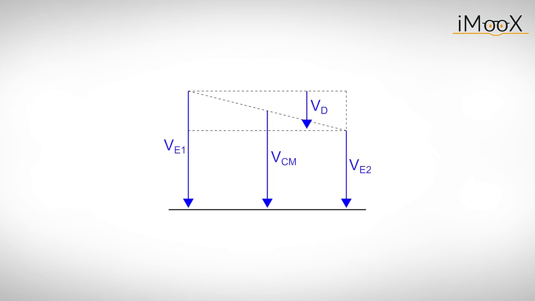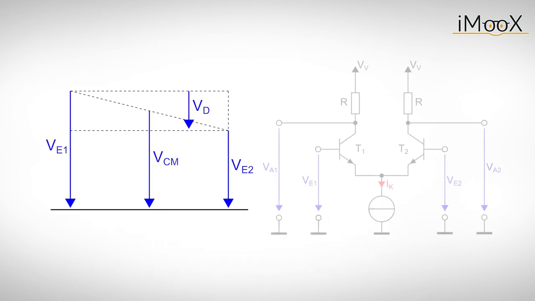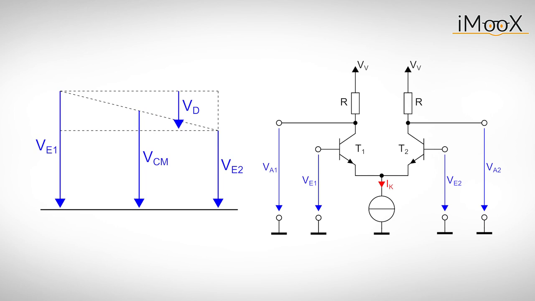But there is a much more convenient way to investigate the behavior of differential amplifiers. Instead of the actual input voltages VE1 and VE2, we use a transformation to obtain the common mode and differential mode voltages, VCM and VD. The common mode voltage, VCM, represents the mean voltage of both inputs. The differential mode voltage, VD, is the difference between VE1 and VE2. Expressing the input voltages this way will make the upcoming analysis of the differential amplifier much easier.